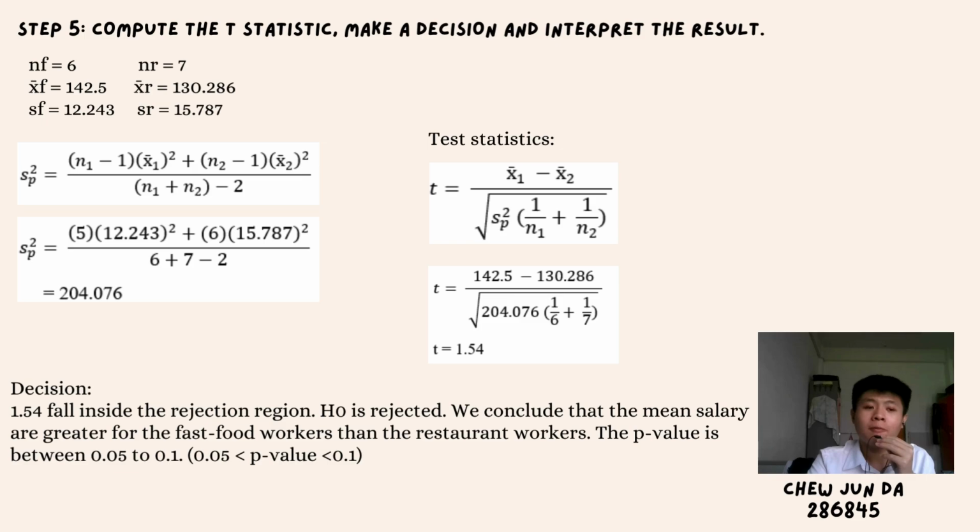For the fast food worker, sample size is 6, mean is 142.5, standard deviation is 12.243, and for the restaurant worker, sample size is 7, mean is 130.286, standard deviation is 15.787. We use the formula of the pooled standard deviation and get the answer 2004.076, and we use the formula of the T statistic. Get the answer 1.544. For the decision, 1.544 is inside the rejection region. H0 is rejected. We conclude that the mean salary is greater for the fast food worker than the restaurant worker.